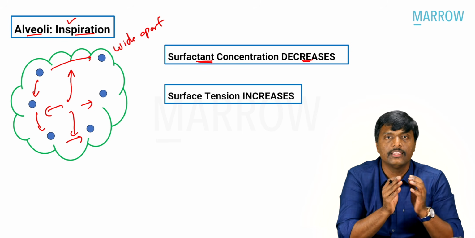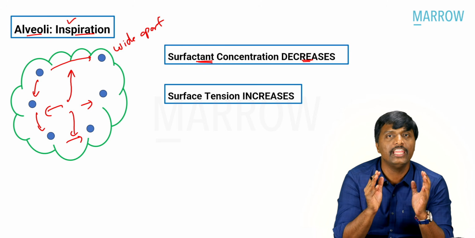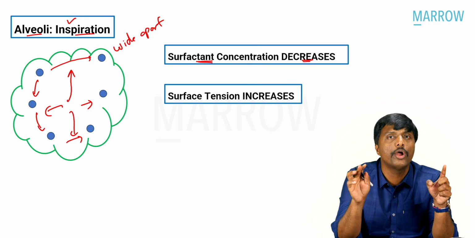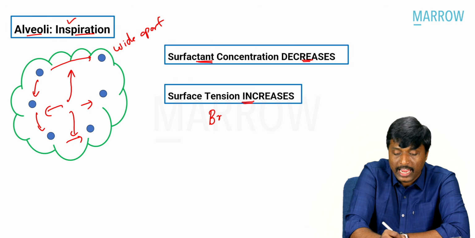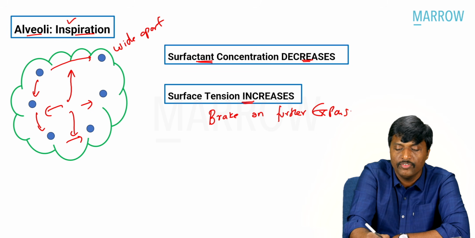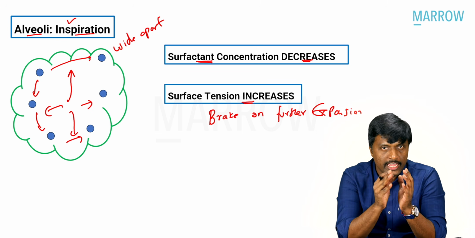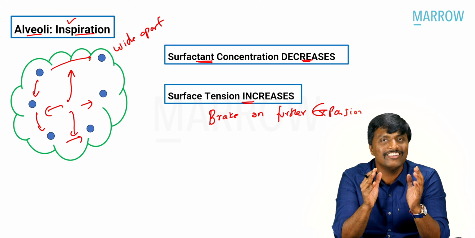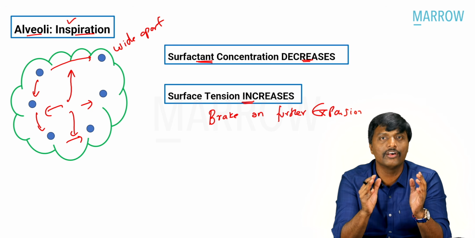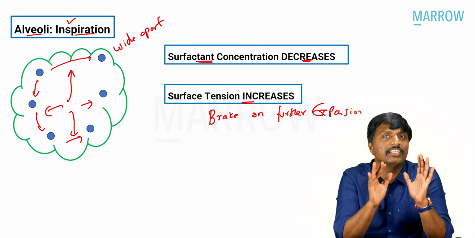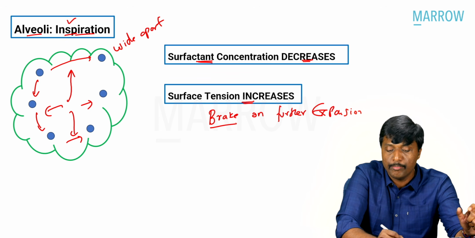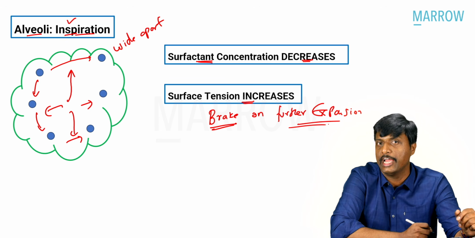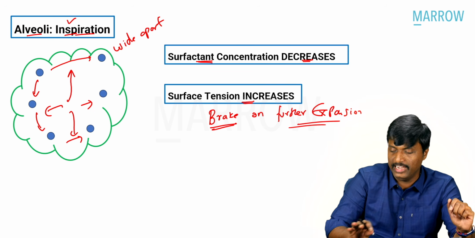How to view this, guys? Your alveoli is expanding. Surfactant molecules are widely spaced. Surface tension increases. This is putting a brake on further expansion of alveoli. Alveoli is expanding. Surface tension rises. Now it is putting a brake on further expansion. So surface tension increases during inspiration. This increase in surface tension is putting a brake on our alveoli for further expansion. That's all. Simple. Next.